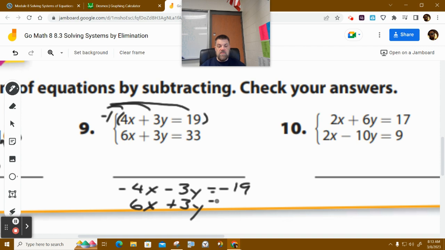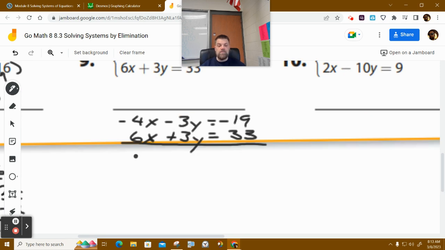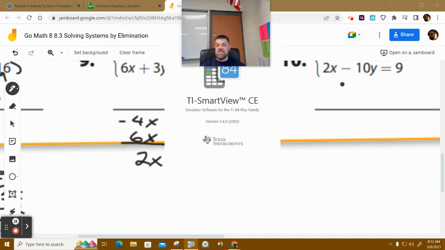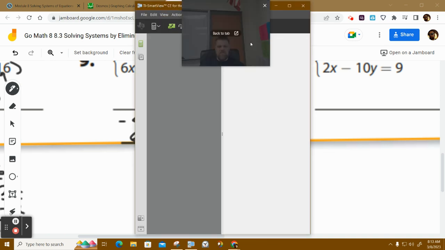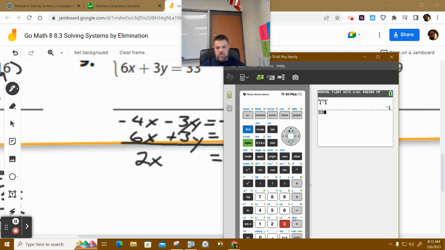My x's and y's look very similar. And then we just add them up. What's 6x minus 4x? 2x. These cancel. And now what's 33 minus 19? Well, if you don't know, we could just plug it into the calculator, right? I think it's 14, right? Let's see. 33 minus 19, yeah, 14.